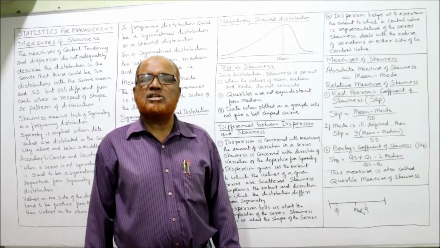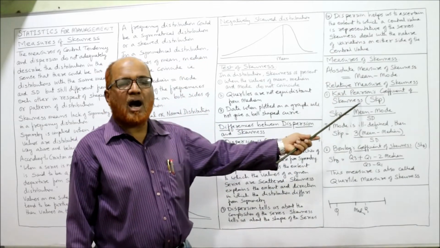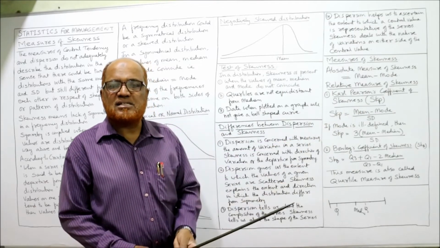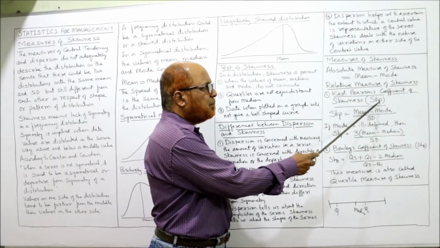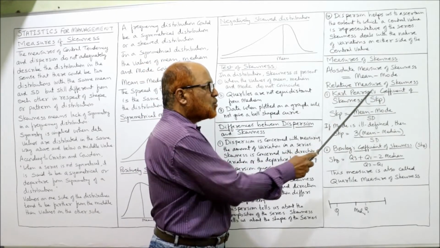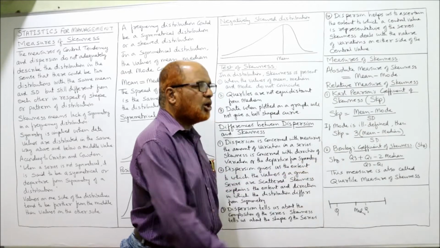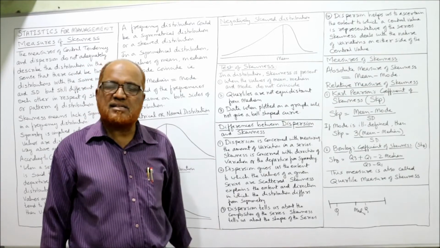For the relative measure of skewness, two formulas are there. The first is Pearson's coefficient of skewness. The symbol for this is SKP, skewness by Pearson. The formula is mean minus mode divided by standard deviation. Mean minus mode by standard deviation.